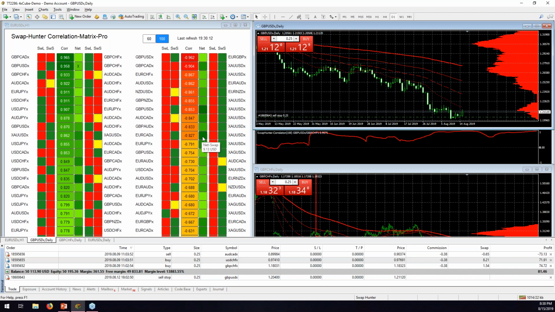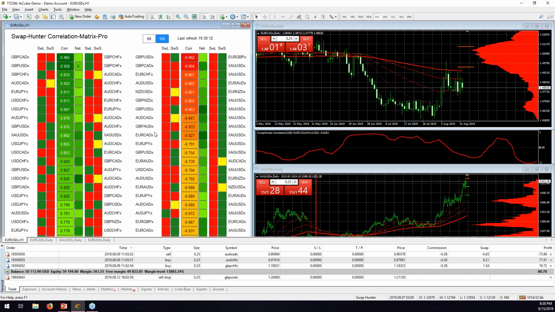So let's take this for instance. Let's have a look at a very high paying pair. Okay, so this is Euro against the Canadian dollar. To swap short, so to swap sell, you're getting 3.89 to sell Euro CAD. On the other side, you've got gold, and to swap short or to sell on this side, sell gold, you're getting $5.24 per night on every lot.